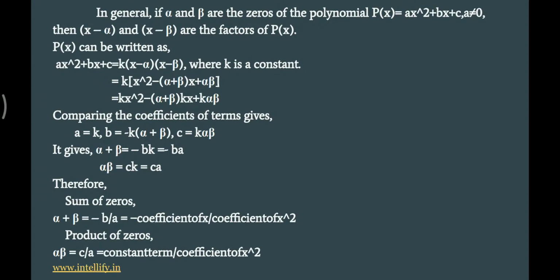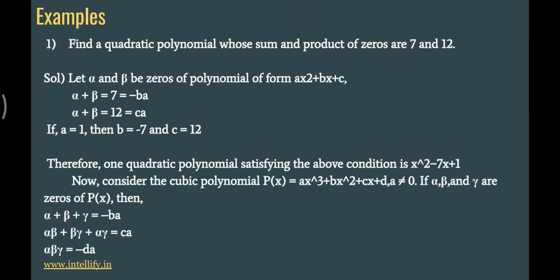equal to ca, because we're comparing we can know the value of k, that is equal to a. So we are substituting k as a. Therefore the sum of roots will be minus b by a, and the product is c by a. In such a form we got the sum of the roots and product of zeros. Let's go to an example.